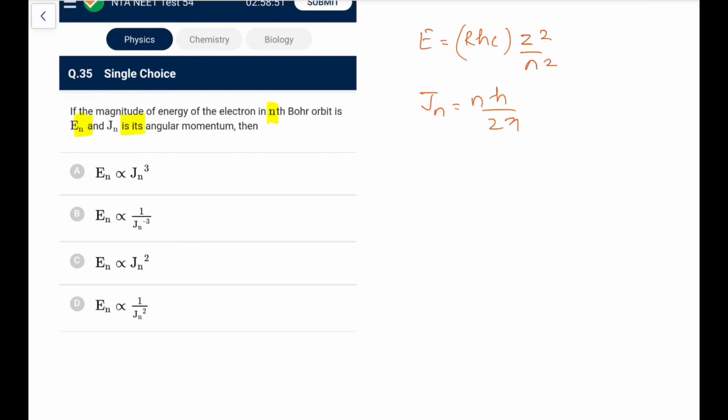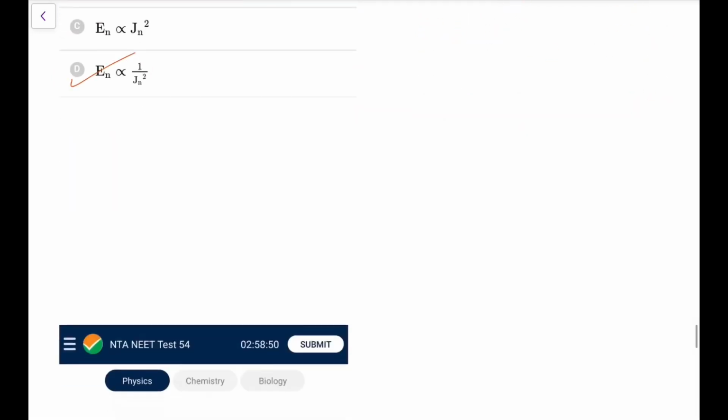So now, if I do this from here, I can directly say E is proportional to Z square by n square, using that n square proportionality, because E is proportional to 1 by n square, J is proportional to n. Okay, next.